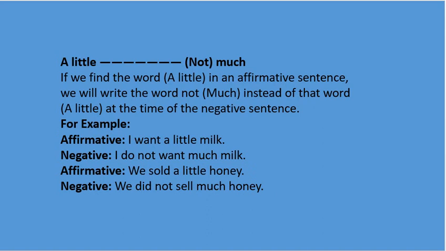A little, not much. If we find the words "a little" in an affirmative sentence, we will write the words "not much" instead of the words "a little" at the time of the negative sentence. For example, affirmative: I want a little milk. Negative: I do not want much milk.